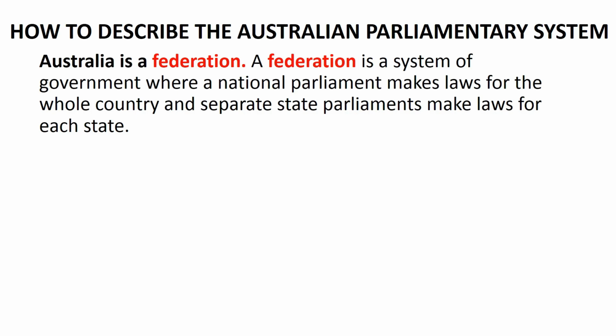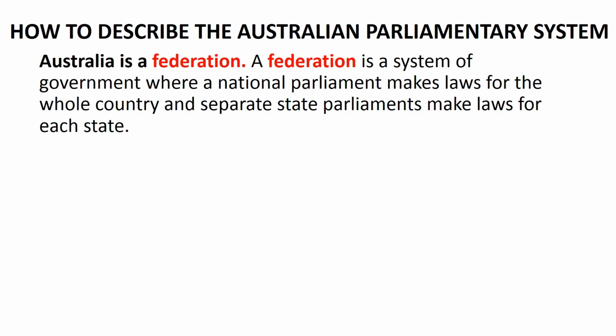We say that Australia is a federation because it has a national parliament, that is the Commonwealth Parliament, which makes laws for the whole of Australia, and separate state parliaments, such as the Victorian Parliament, which make laws for their own state.